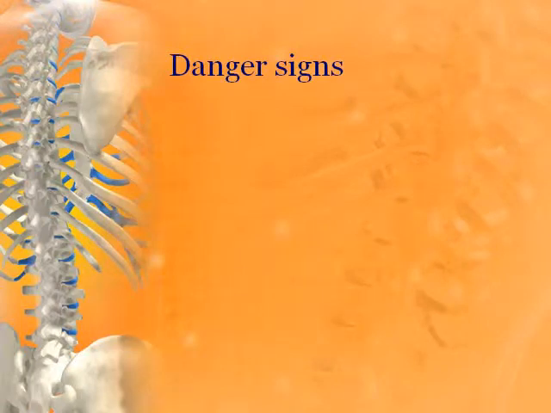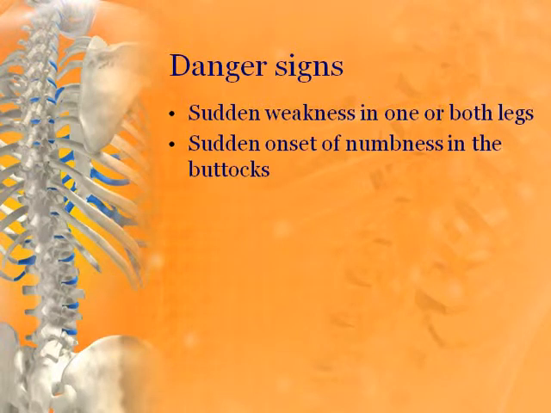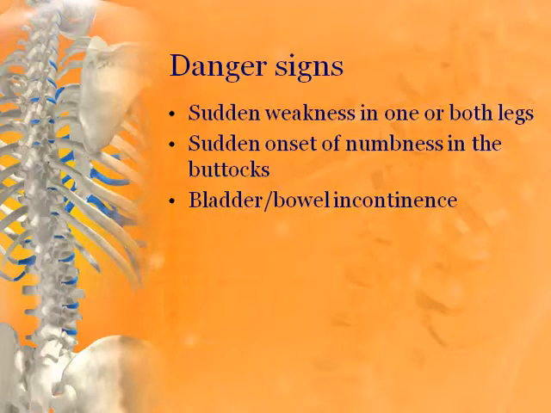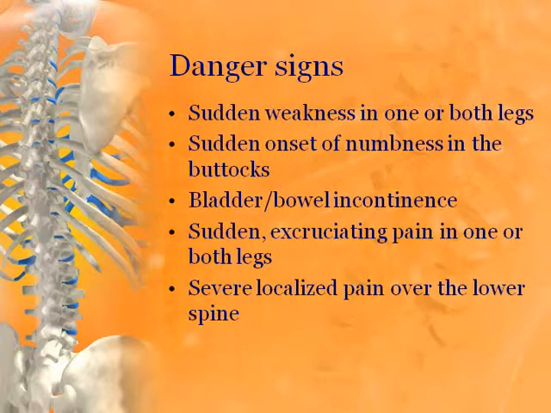Now, there are some important signs that you will need to keep in mind. These we call danger signs or danger signals. If they are present, it means that action will need to be taken immediately. If you develop weakness in one or both legs suddenly, if you start experiencing sudden loss of sensation or numbness in the buttocks, or bladder or bowel incontinence, meaning no control over urination or bowel movements. If there is sudden excruciating pain in one or both legs over and above what you normally experience.